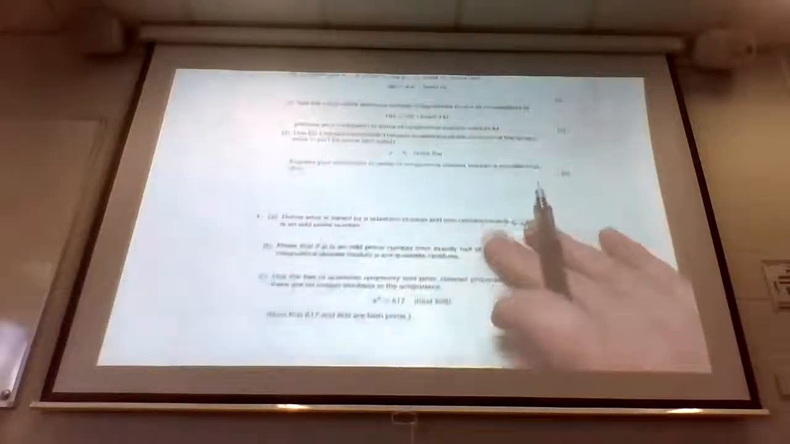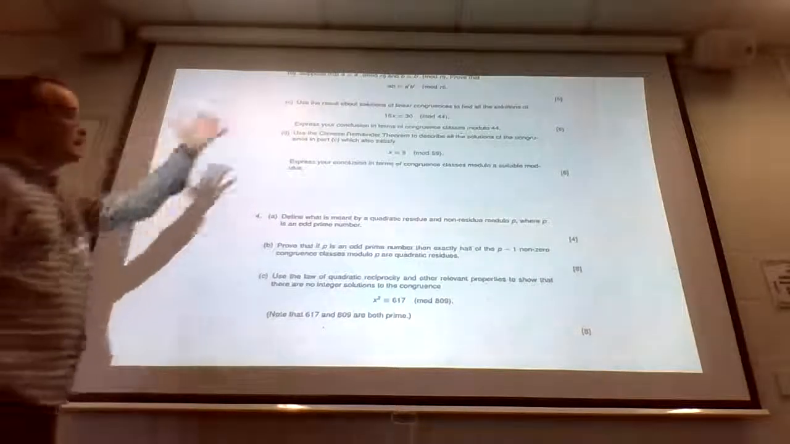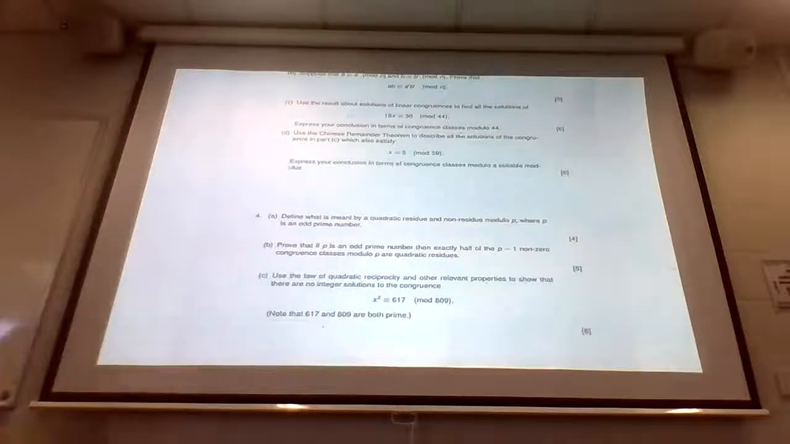So parts C and D are back to some more calculation-type work using results in the course. In part C, we've got a linear congruence, and you're asked to use results about solutions of linear congruences to find all the solutions. That result is printed in the exam handout, so as long as you understand it and know how to use it, this should be quite straightforward.